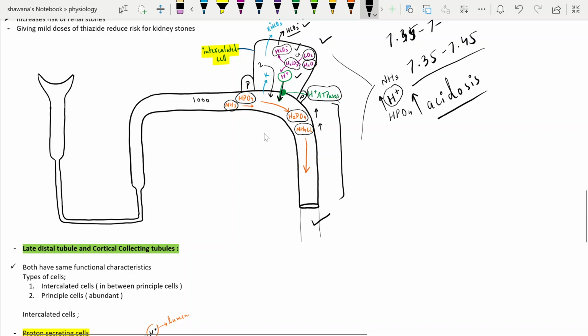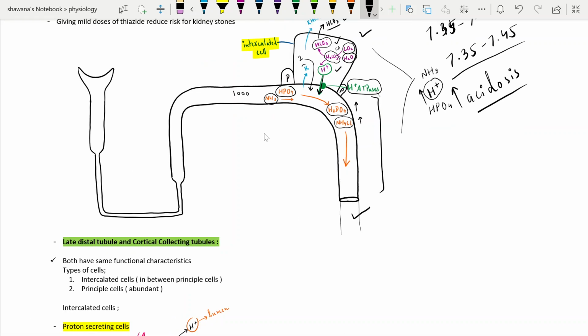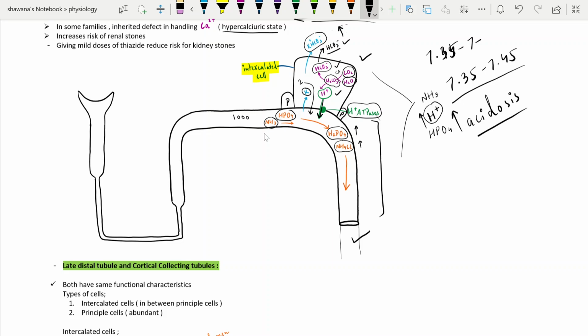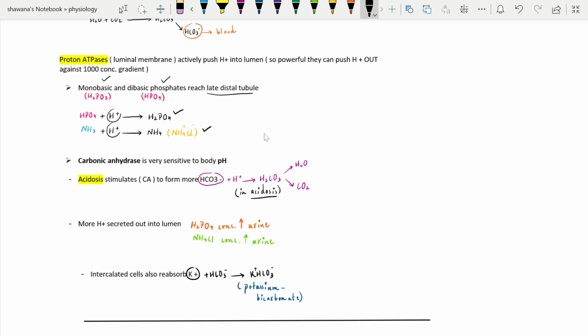Also, one other thing worth mentioning is that some amount of potassium can also be reabsorbed in the late distal tubule, and this potassium will combine with bicarbonate to form potassium bicarbonate. Okay, this bicarbonate is also not alone. Bicarb can be combined with potassium to form potassium bicarbonate. It can act as a buffer in the circulatory system, and it can maintain the pH of our blood.